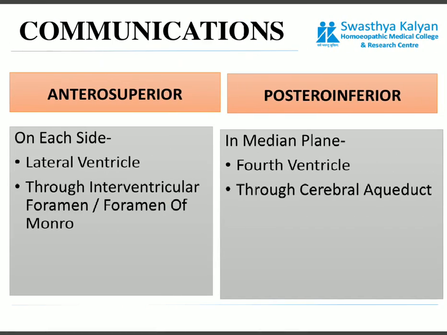The communications. Now this ventricle is communicated with the other ventricles of the brain through certain foramens and ducts. That is, anterior-superiorly, it is connected on each side with the lateral ventricle through the interventricular foramen or the foramen of Monro. Posterior-inferiorly, in the median plane, it is connected with the fourth ventricle through the cerebral aqueduct.